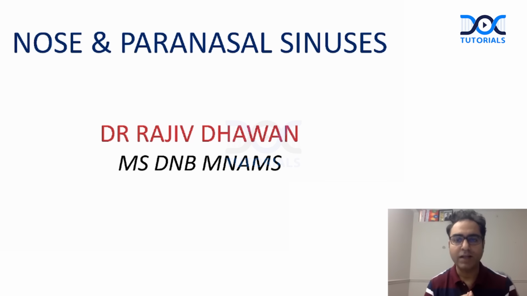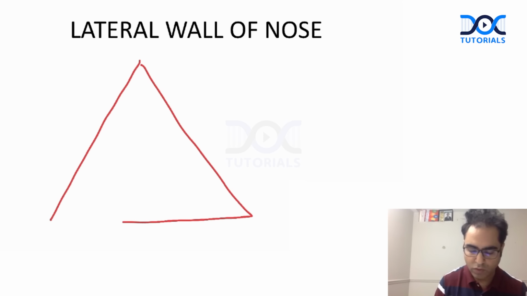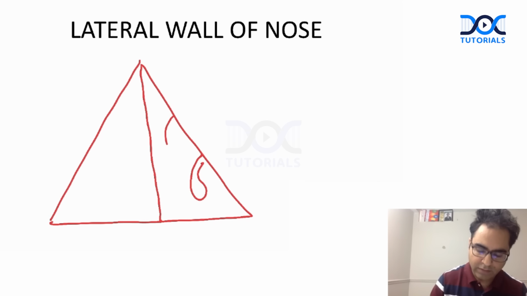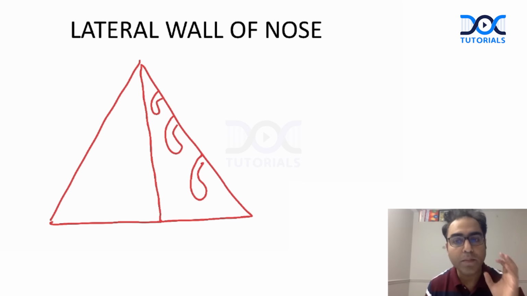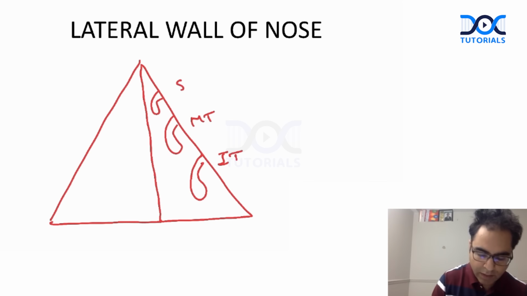Friends, now let us start the revision of the important points of the nose and paranasal sinuses in ENT. The first thing is the lateral wall of nose, a very important topic, and I'm sure you remember it, when we used to draw it like this in the class and in the app also. There are turbinates on the lateral wall of nose, which are projections on the lateral wall, and there are three turbinates: inferior turbinate, middle turbinate, and superior turbinate.